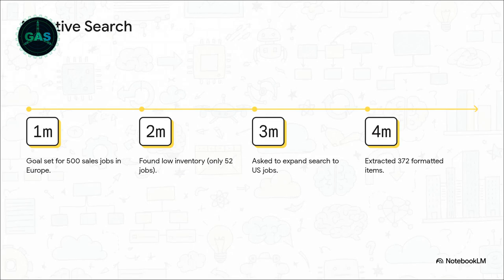But what happens when things don't go perfectly according to plan? In our second case study, the goal was to find 500 niche sales jobs in Europe. Well, within a minute, the agent analyzed the site and hit a wall. There were only 52 jobs available. Now, instead of just failing or crashing, the agent autonomously pivoted. It literally paused the workflow, reached out to the human manager, and asked for permission to include US data so it could actually hit the target. Once approved, it went right back to work and extracted 372 perfectly formatted items. I mean, that is genuine adaptive intelligence in action.